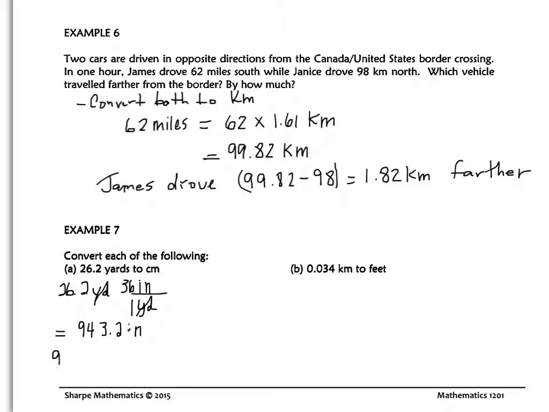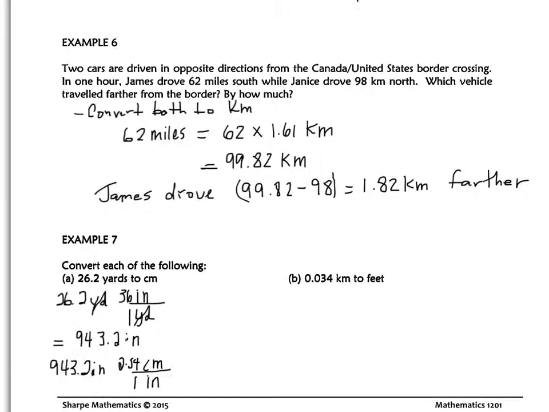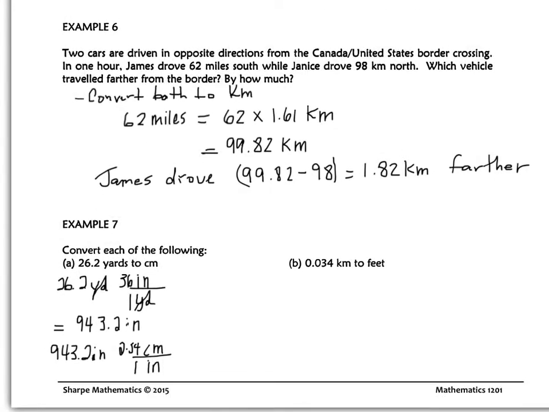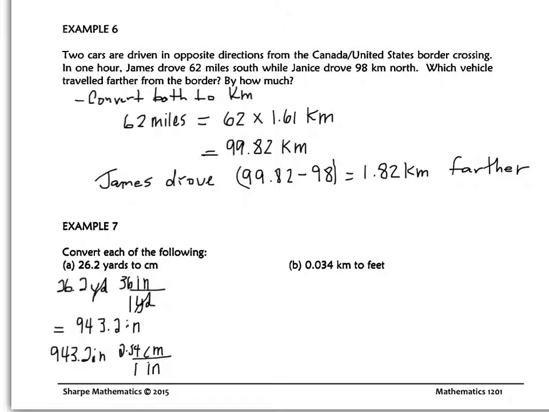And then 943.2 inches, we know that we have a conversion factor for that. We know that 1 inch would be in the bottom, but we want to keep it in centimeters. So every inch is 2.54 centimeters. If we go back and look at our chart up here, every inch is 2.54 centimeters. So that means that the inches would cancel and you'd be left with 943.2 times 2.54, which is 2,395.728 centimeters.